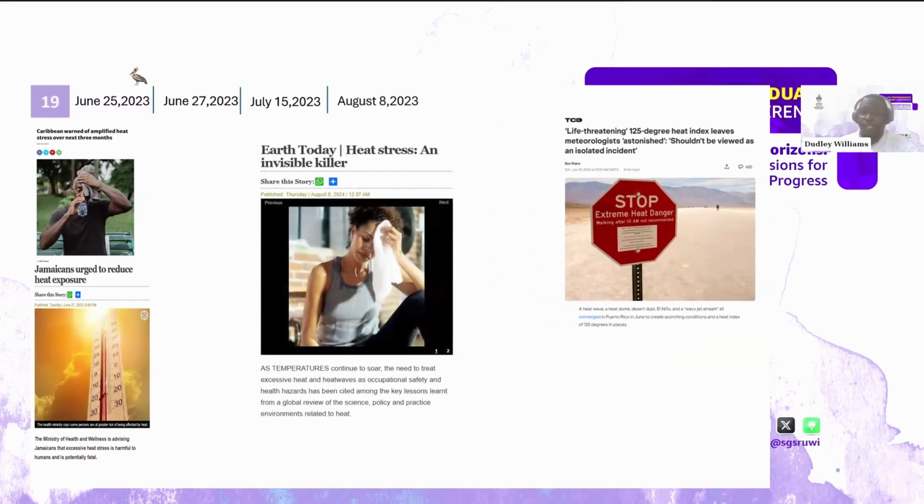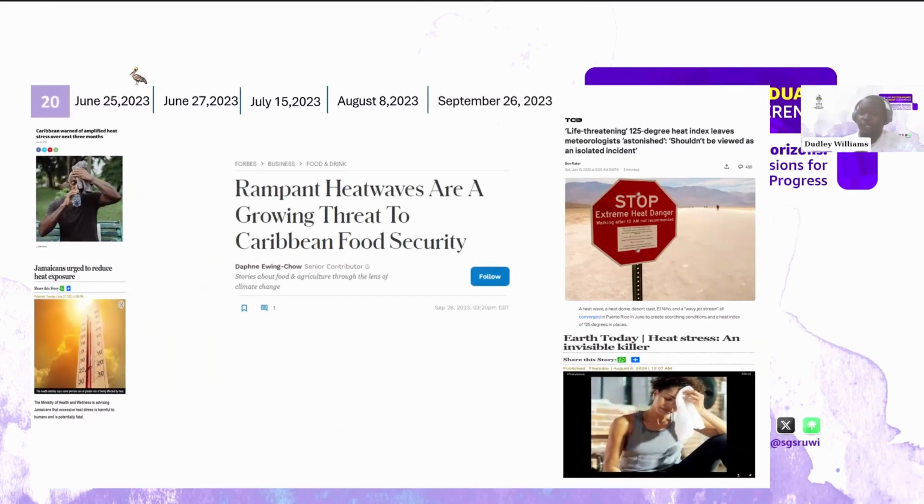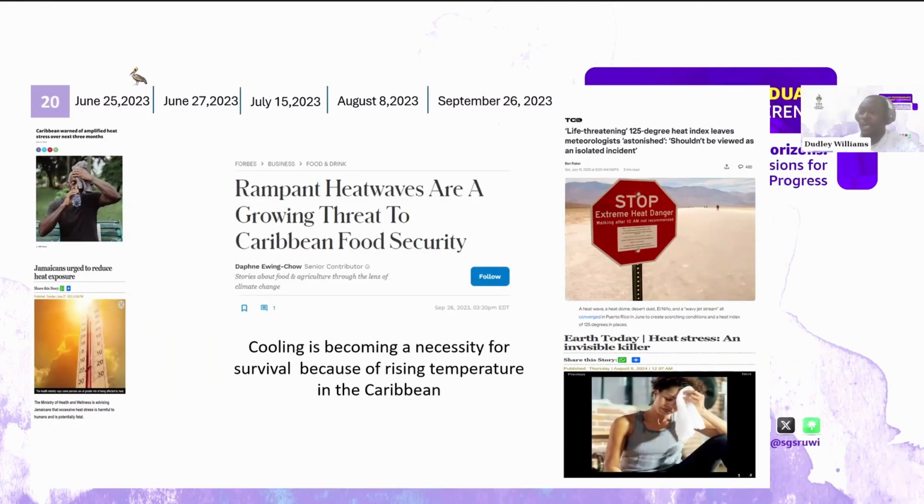Now, heat stress affects everyone because it's an invisible killer. You don't know your heat stress until maybe sometime it's too late. And even our food security is being threatened by heat stress. So what we can conclude, to summarize, is that cooling has become a necessity for survival because of rising temperature in the Caribbean. Again, our climate demands cooling.